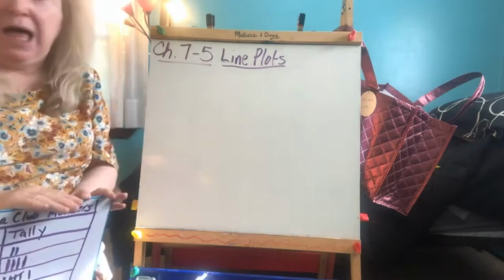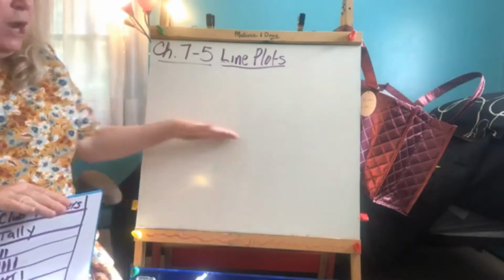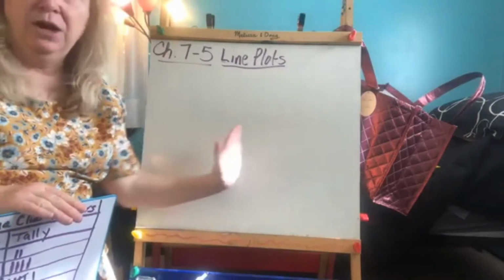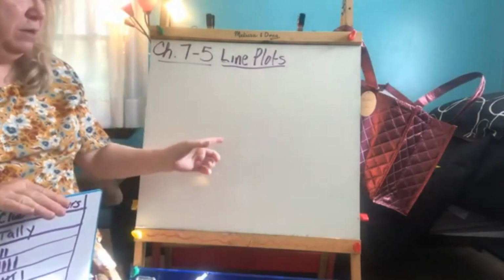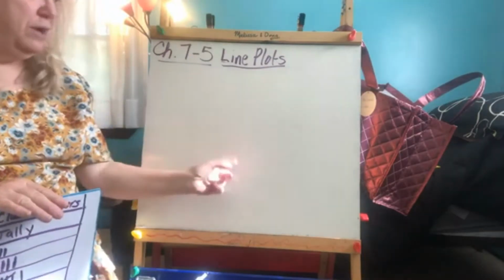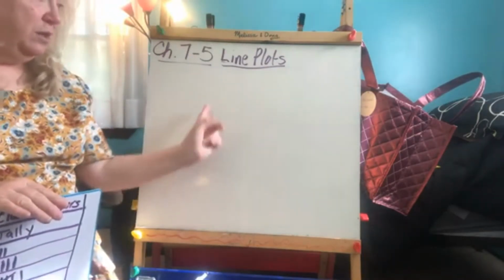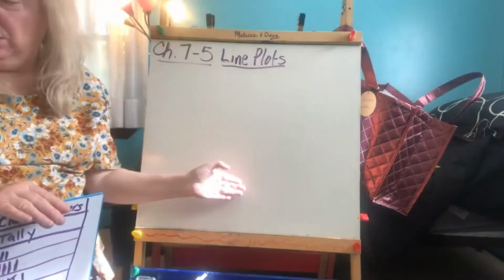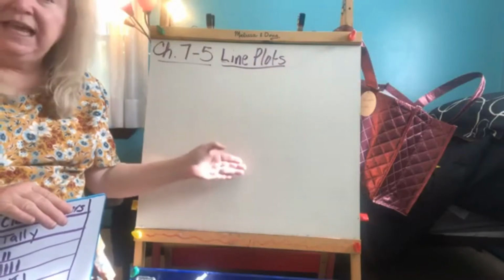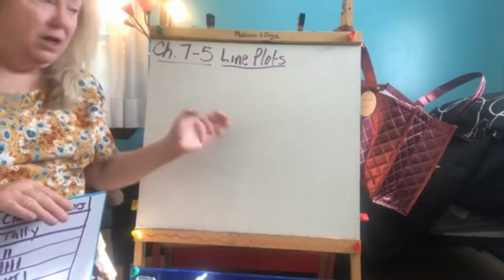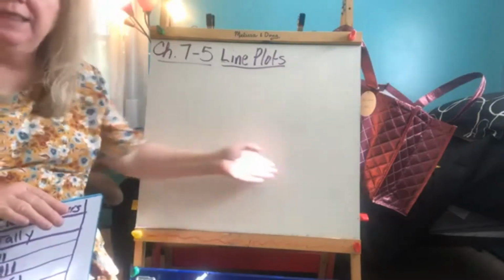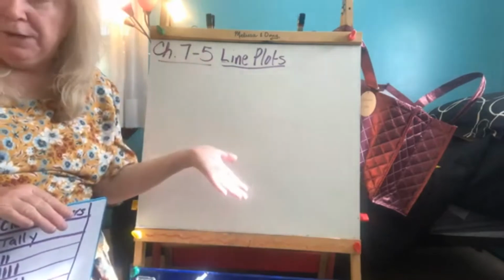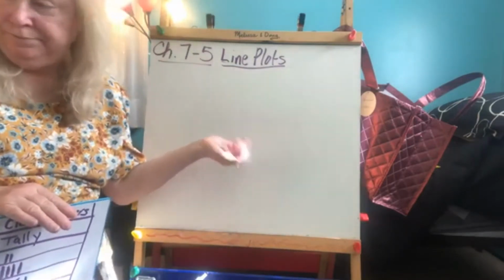And a line plot uses a number line, and then above the numbers on your number line, every time one of those numbers occurs, you put an X above it. And when the second one, you put another X, and the third one on top of that. And you just put an X for every single person that's in your data sample above the number on the number line that it belongs to, okay? So you just use X's on a number line to represent the information.